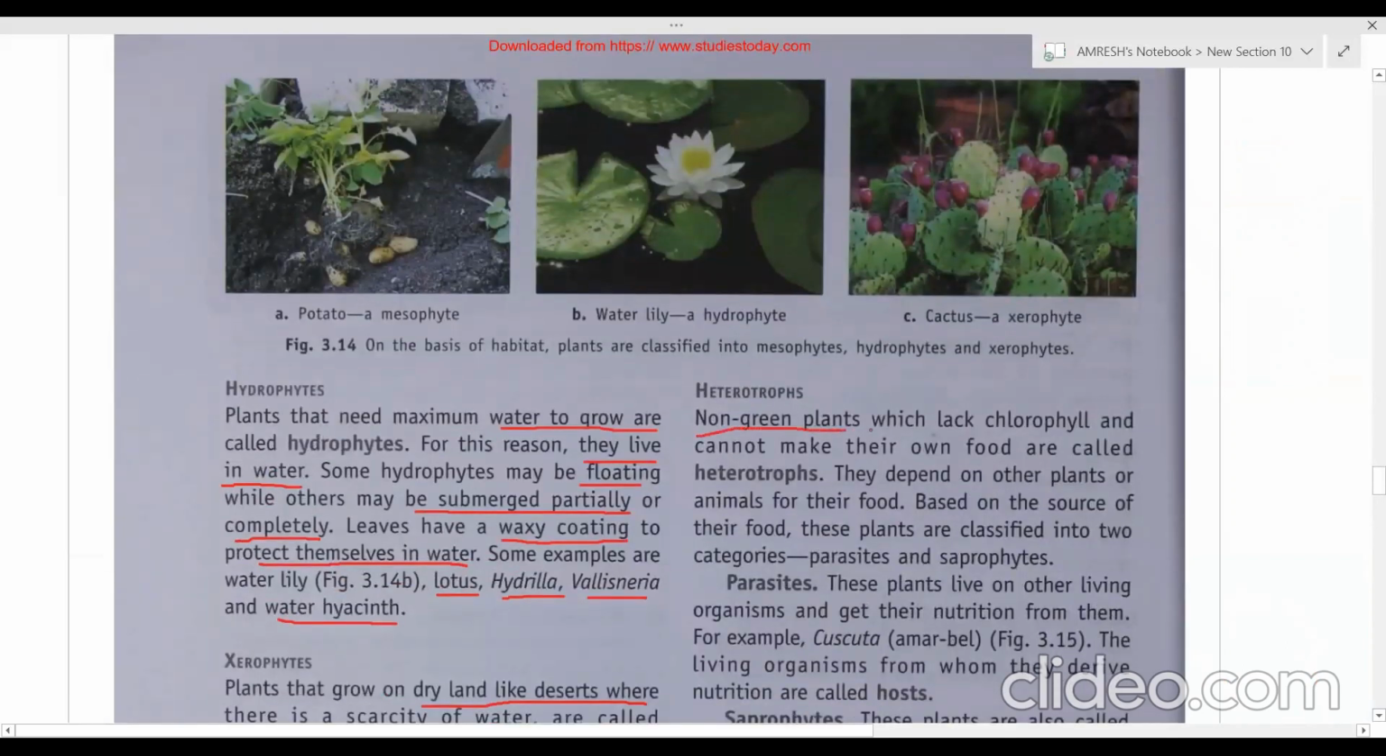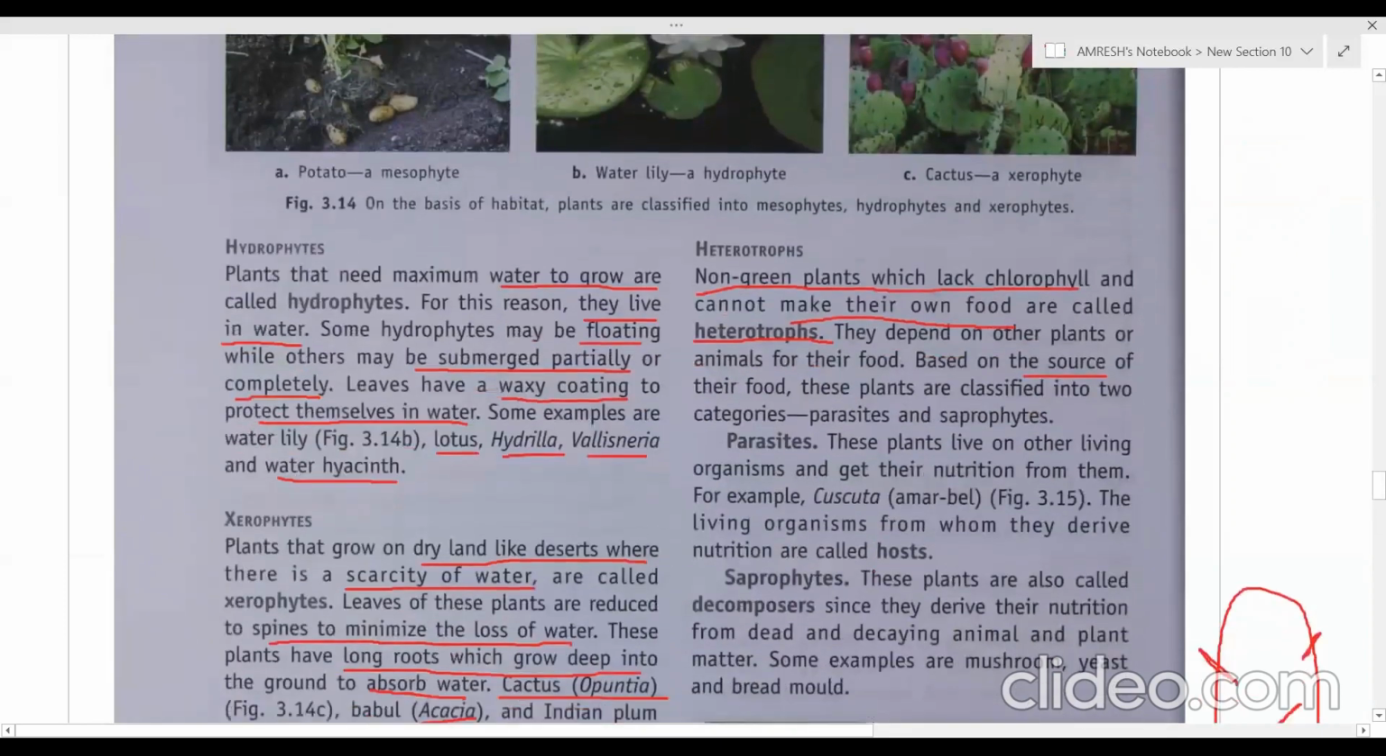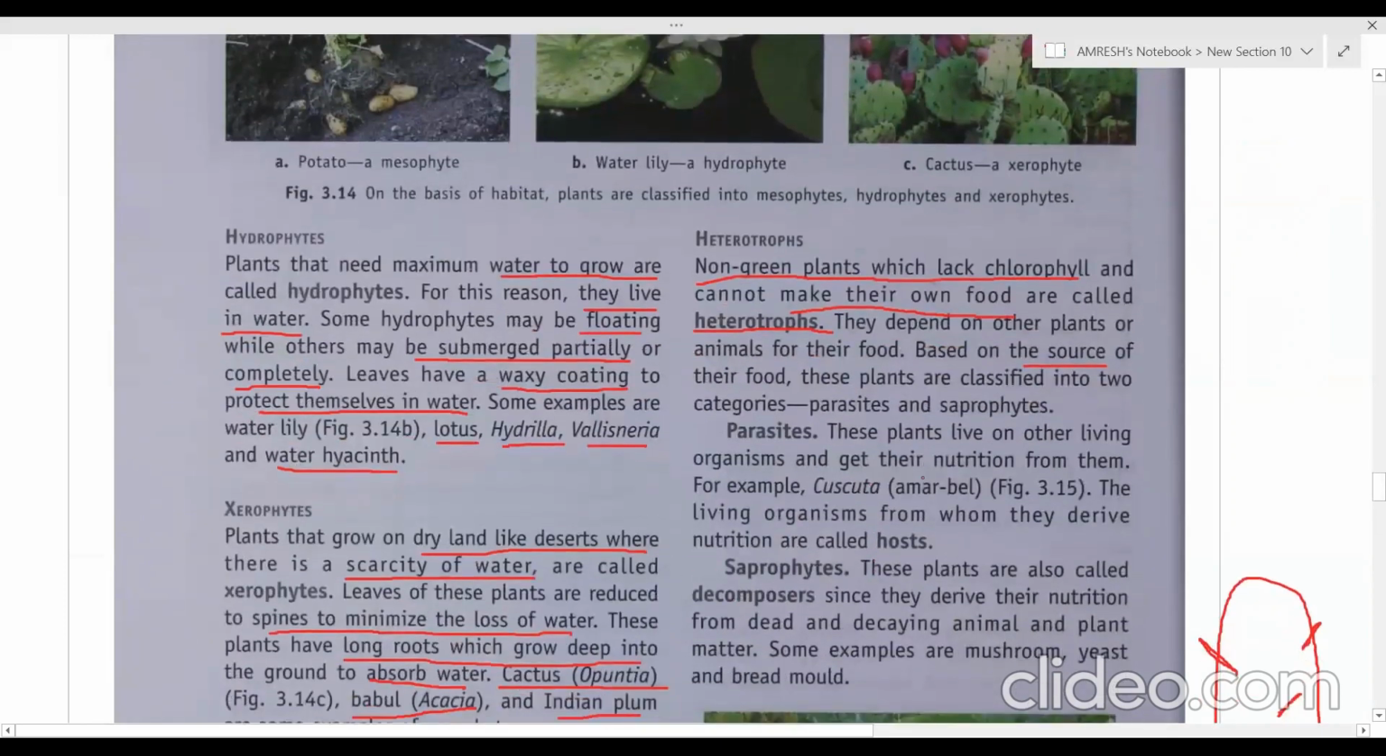Some plants do not have chlorophyll. If there is no chlorophyll, they cannot make their own food. So they are called heterotrophs. How will they get their food? They will get their food from other animals or other organisms. They will feed on other organisms. Okay. On the basis of that, we have divided them into two categories. That is your parasites and saprophytes.